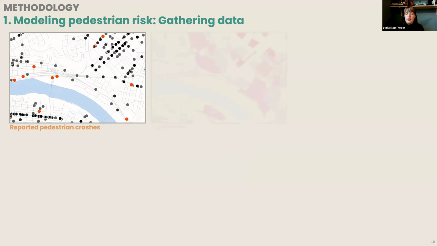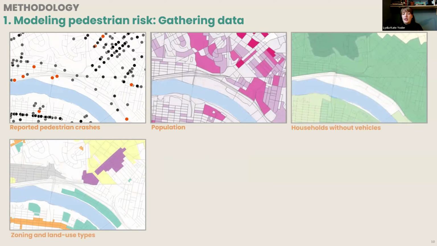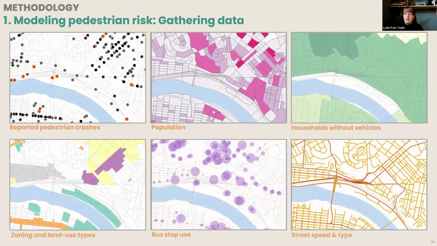So I used population, households without vehicles, zoning types, bus stop use, and street speed and type. Now, I won't have time to go into the details of why each data set was chosen, but essentially each of these is a proxy for pedestrian exposure or crash risk.